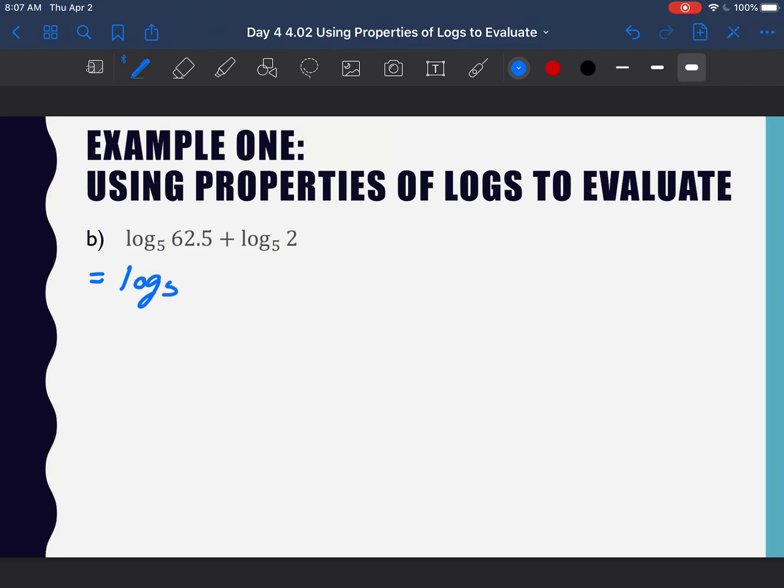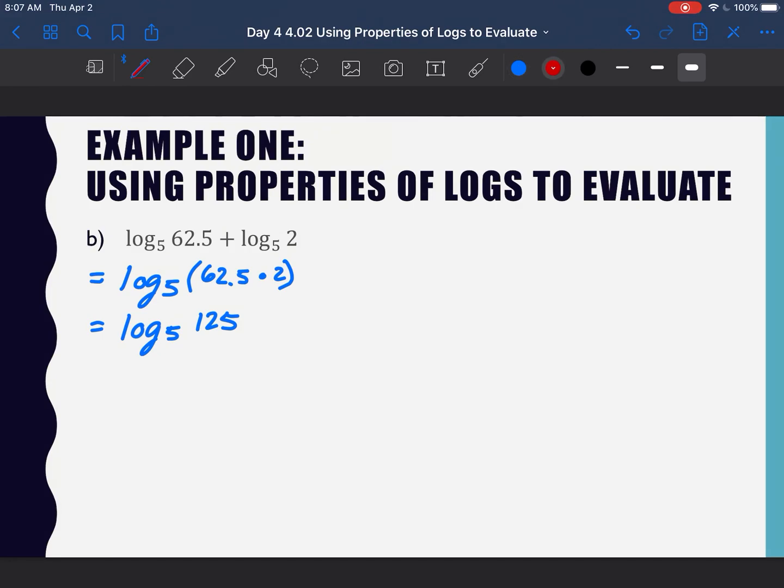You multiply them. So Alexa, what's 62.5 times 2? 62.5 times 2 is 125. All right, so 125 when you multiply. Now let me just write it out. So 62.5 times 2. And Alexa says that multiply those together and you get 125. So I'm going to take her word for it. Now it's down to a single logarithm.